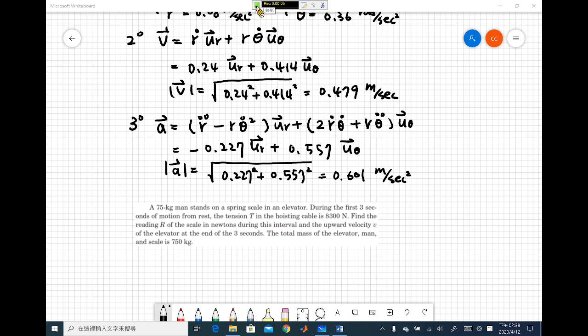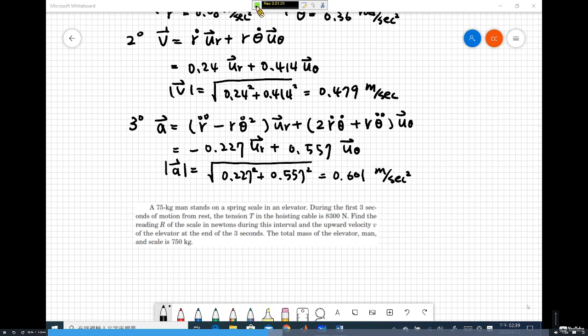All right. Next example is about a kinetic problem. It's saying a man with 75 kilograms standing on a spring scale in an elevator. During the first 3 seconds of a motion from rest, the tension T of the cable is 8,300 Newton. Find the reading R of the scale in newtons during this interval and the upward velocity v of the elevator at the end of the 3 seconds. And the total mass of the elevator, man and scale, is 750 kilograms.